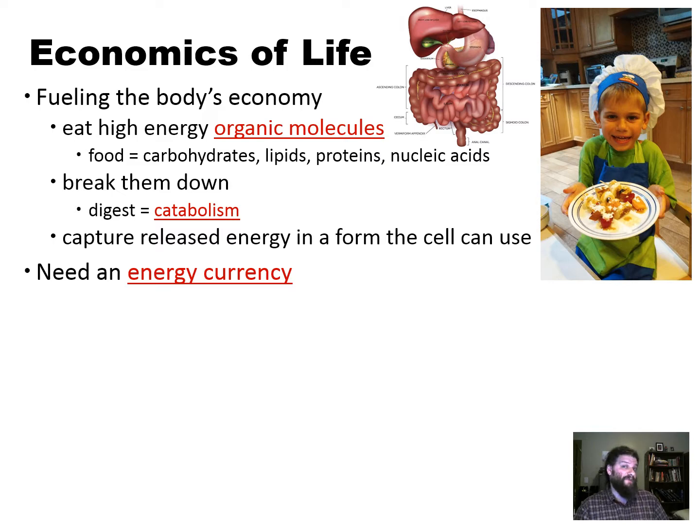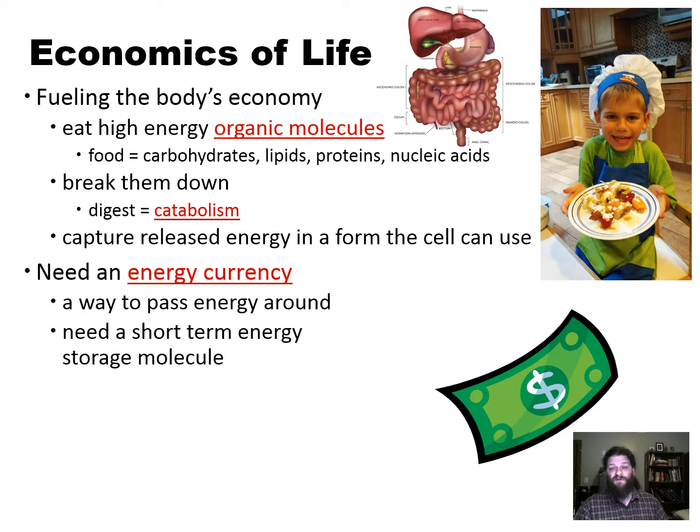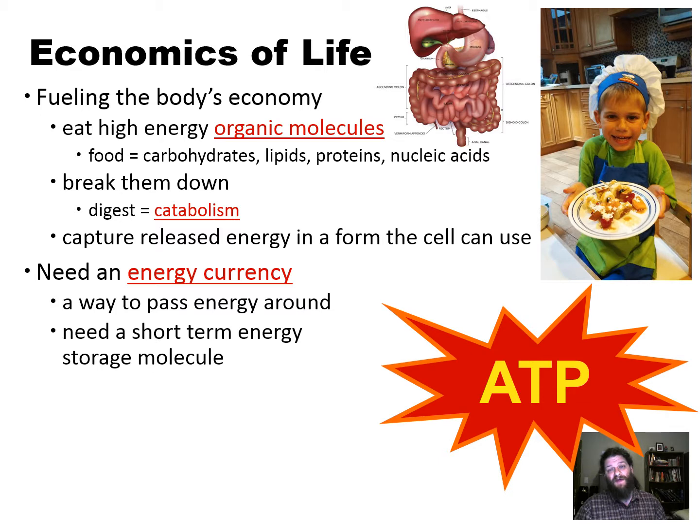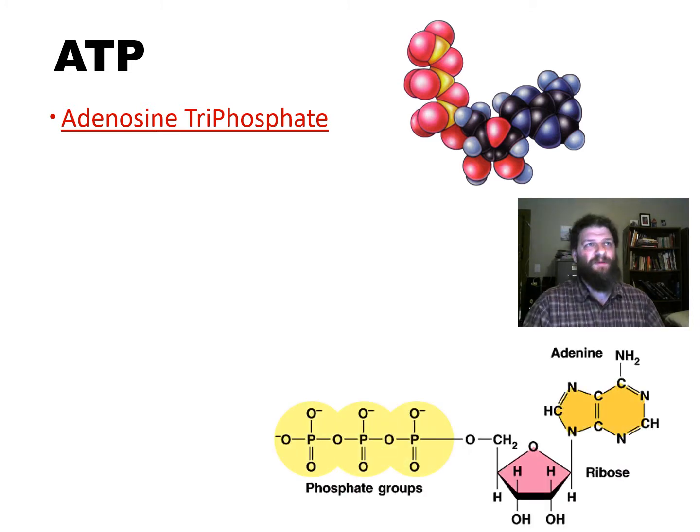And just like in economics, there needs to be a currency, something that can transfer value from one individual to another. In the body systems, from one cell to another, and even within the cell, there needs to be some sort of currency, some way to pass around this energy. We need a short-term store of an energy molecule that can be used within the cell, and that molecule is ATP. Good old ATP, adenosine triphosphate. And if you're thinking to yourself, wait a minute, didn't we talk about adenine back in DNA and RNA? You did.